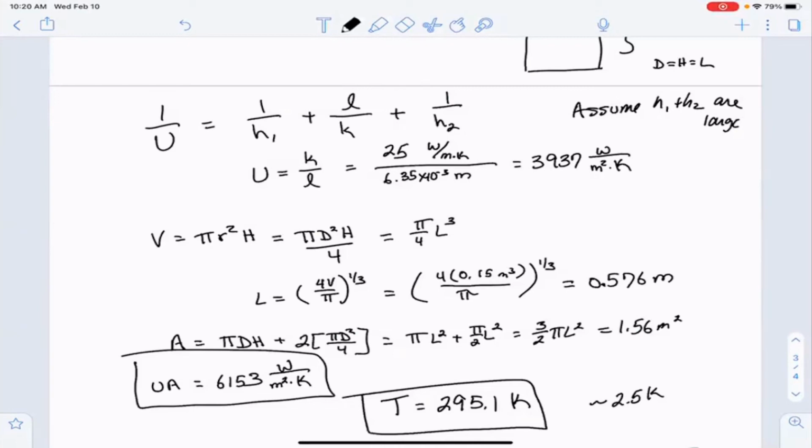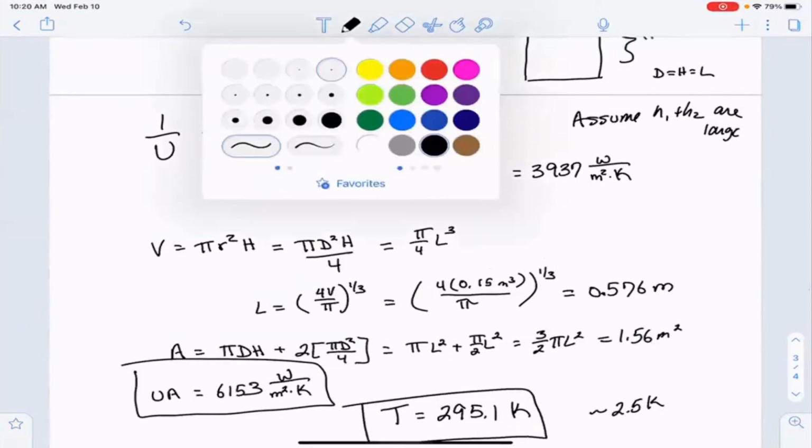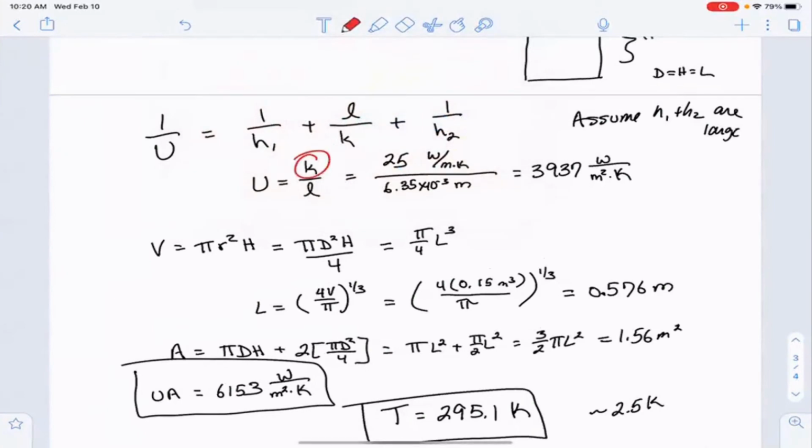And so there's two ways to do that. One is to increase K, right? That's one way to do it. So let's say that we went from stainless steel, which had a heat transfer coefficient of 25, to aluminum. Aluminum is 205 watts per meter Kelvin. So that's one really good way to do that. Another way is to make the reactor thinner. Now, sometimes you can't get away with that because you have some minimum rigidity that's required.